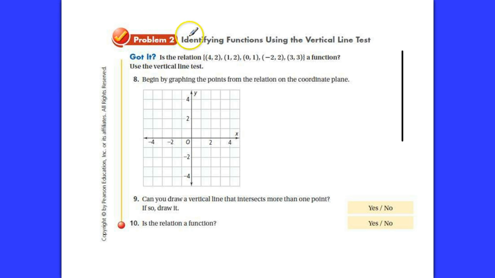Here it says, identify functions using the vertical line test. Is this relation a function? And they have all the points, remember the relation is just a group of points. Use the vertical line test. Well, let's plot these points. 4, 2 would be right here. I'm going to ask you to hit pause right here, plot the rest of these points, and then I'll show you how to do the vertical line test. So hit pause now.